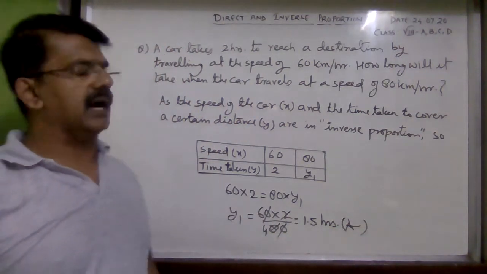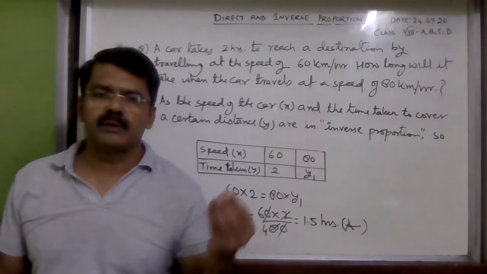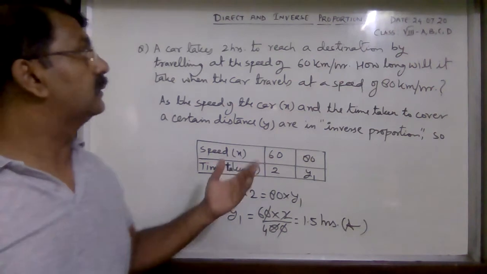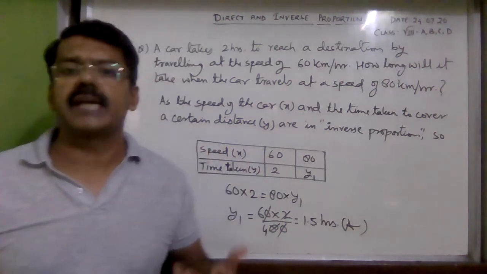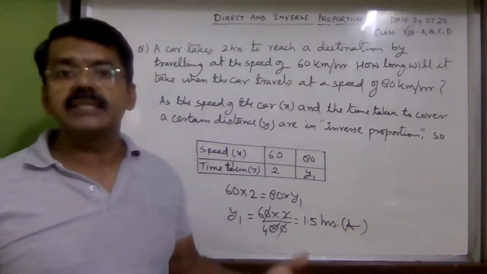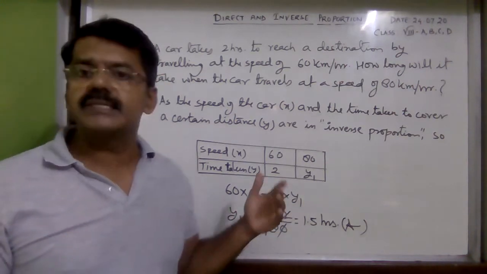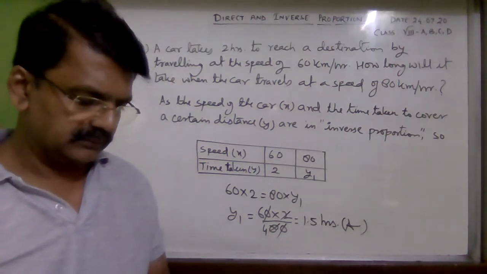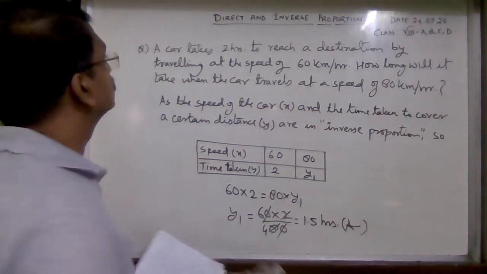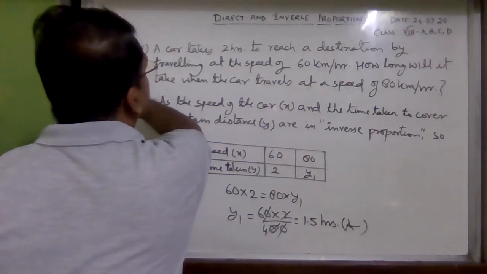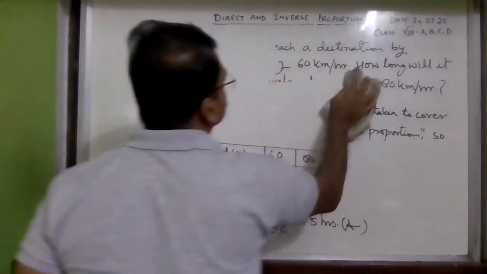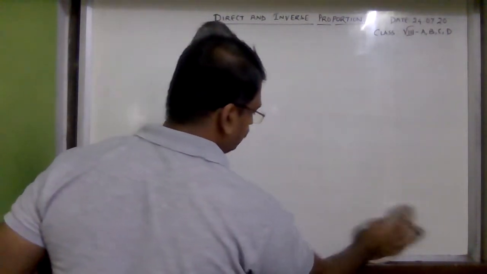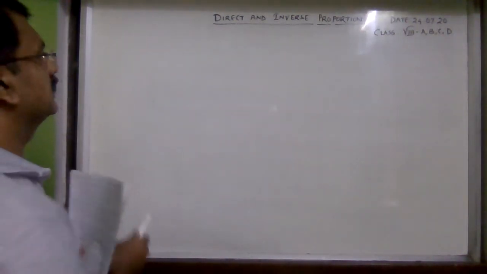The time taken by the car to cover the same distance will be 1.5 hours instead of 2 hours, because we have increased the speed. Initially it was 60 km per hour and now it is 80 km per hour. So we have increased the speed, so the time taken is less. Clear? Now the next question.